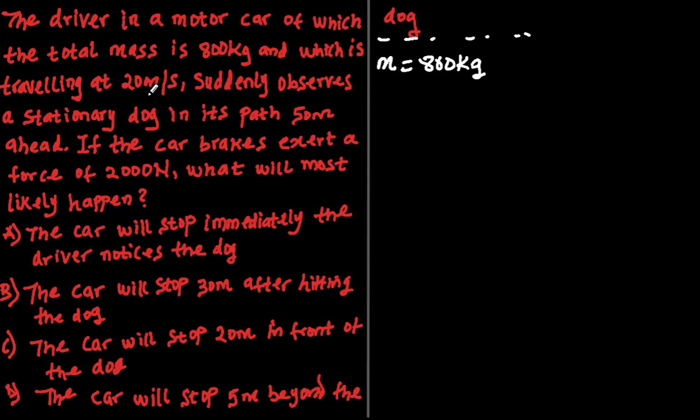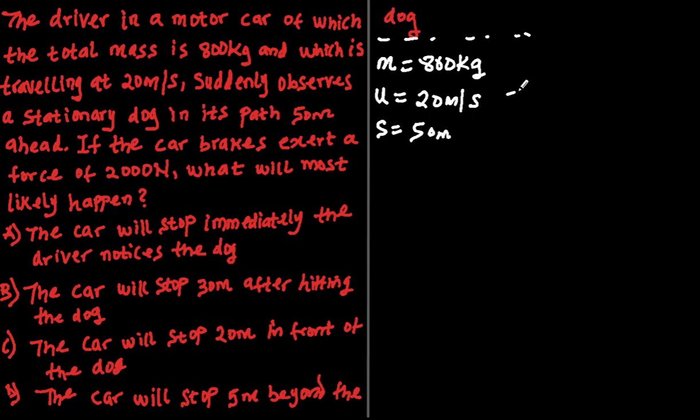So this is going to be u. Remember I said in the last problem that when they say it's traveling, it most likely will be initial velocity because something else is going to happen. So 20 meters per second. Suddenly observe a stationary dog in its path 50 meters ahead. All right. So a dog in its path, the distance of the dog is 50 meters away.